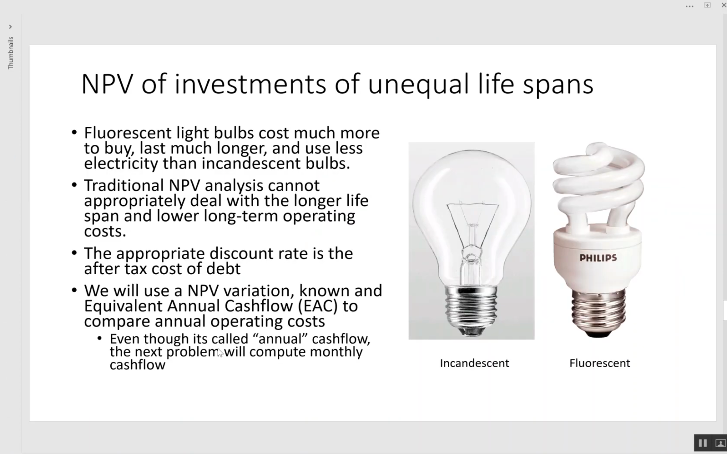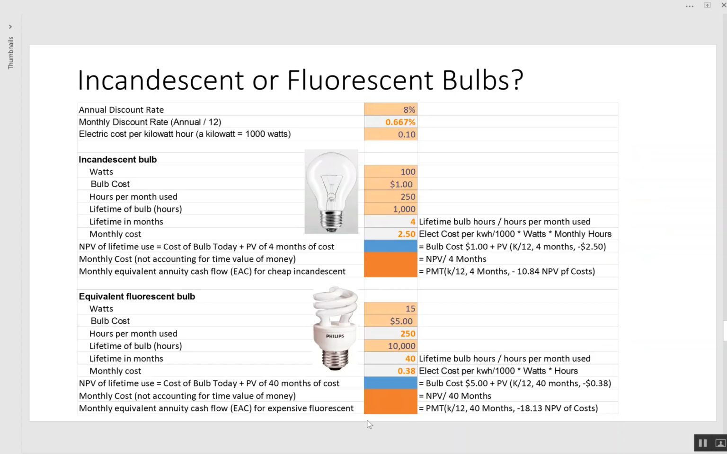All right, here's another interesting problem. So say Disney World or Walmart, who has probably 1 billion light bulbs across their properties, is deciding to switch from maybe an incandescent light bulb, the traditional cheap light bulb, to the more expensive but long-lived fluorescent light bulbs. Now the traditional NPV method of evaluating a project fails when you have projects like this. They do the same thing but over different periods. The traditional NPV method fails, and I'll show you that. Let's take a look at our spreadsheet.